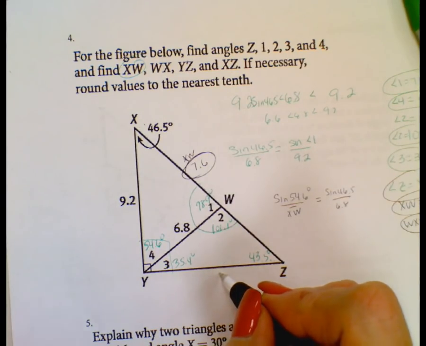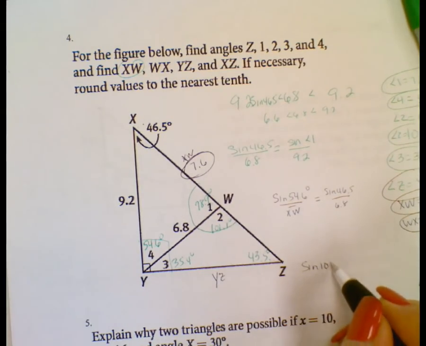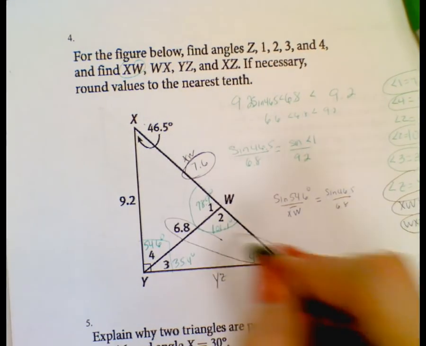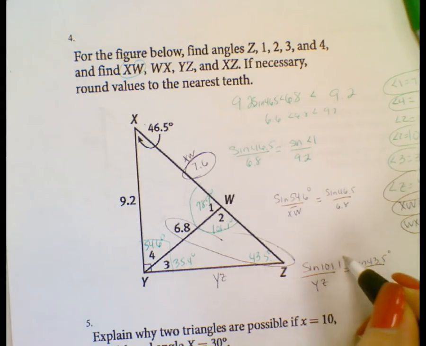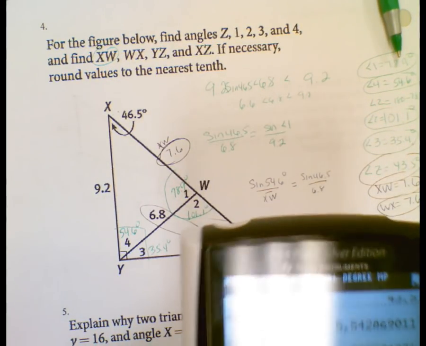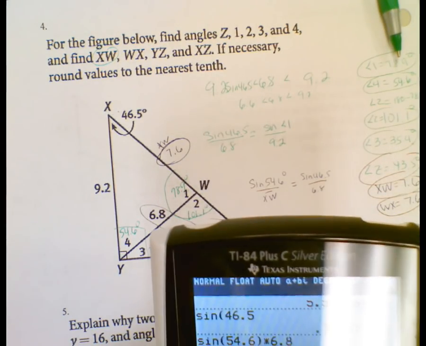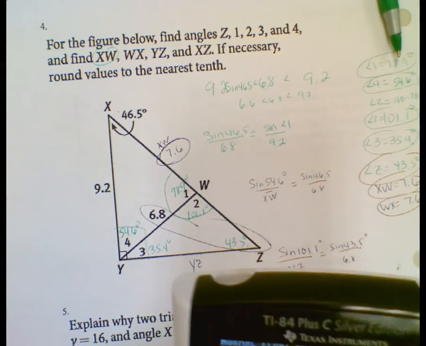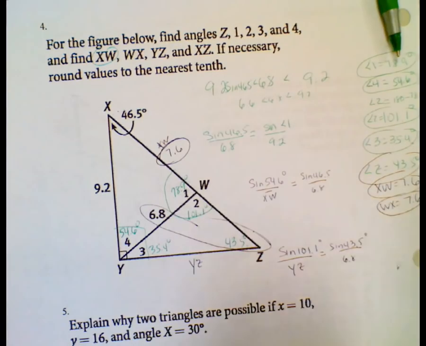We're finding this one. So to find YZ, we're going to go sine of 101.1 over YZ equals, we'll do this one right here, sine of 43.5 over 6.8. So sine of 101.1 times 6.8 equals 6.7 divided by sine of 43.5, which is 9.7.